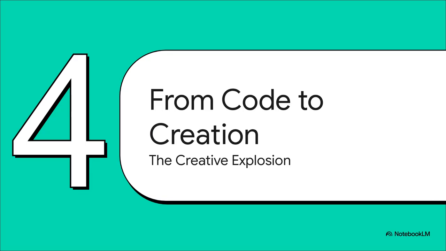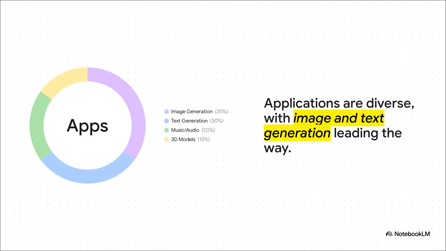So that's the theory, the how it all works. But what about the what? What happens when you unleash these models on the real world? Well, we're in the middle of a creative explosion, and it's already happening. And you can see right here, this is not a one-trick pony. Image and text generation are the big kahunas right now, for sure, taking up a huge chunk of the pie. But look, it's already digging deep into creating music, audio, and even those super complex 3D models you need for video games and product design.